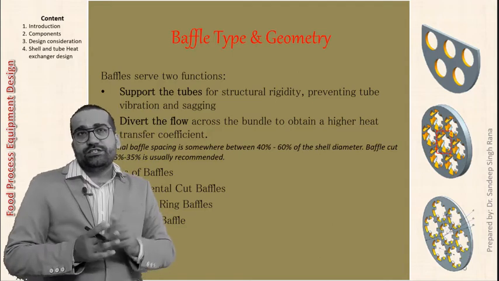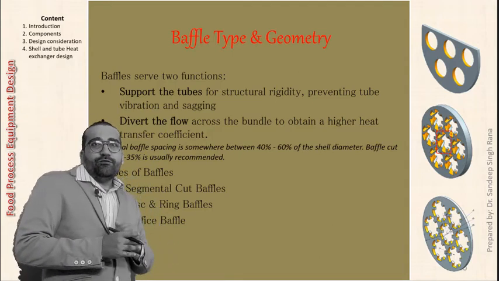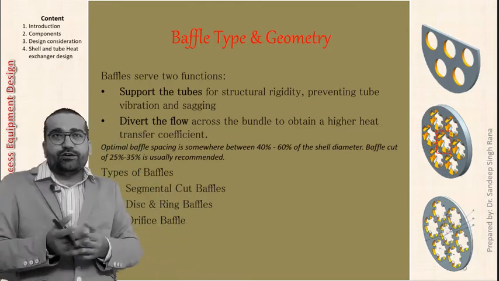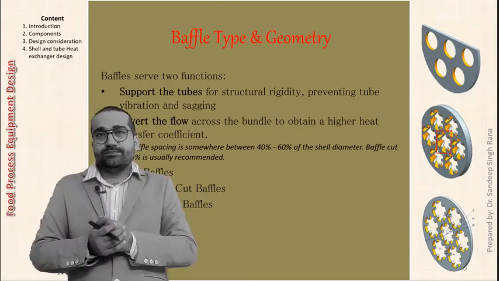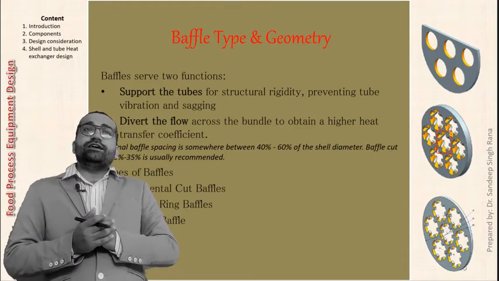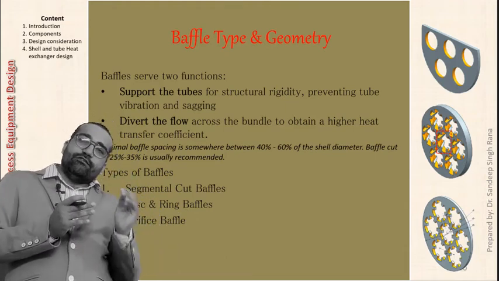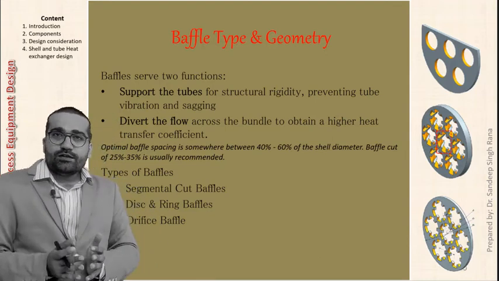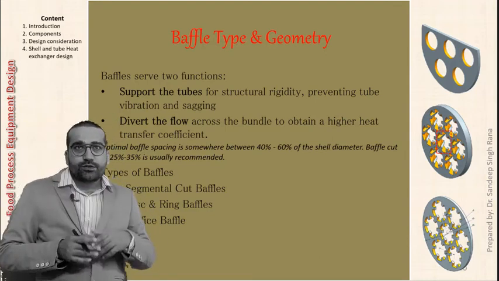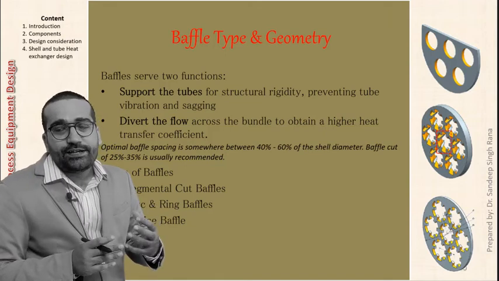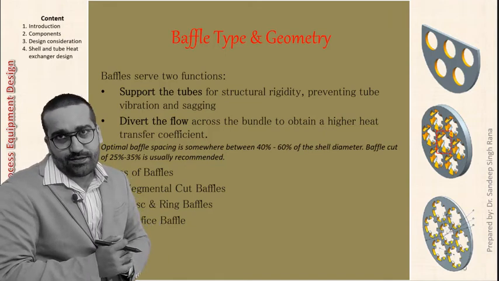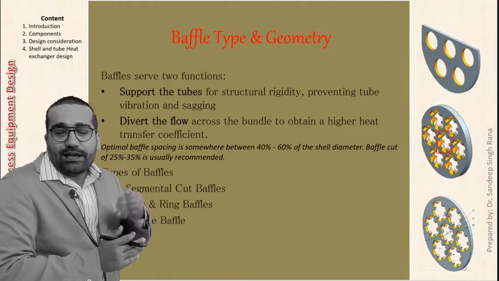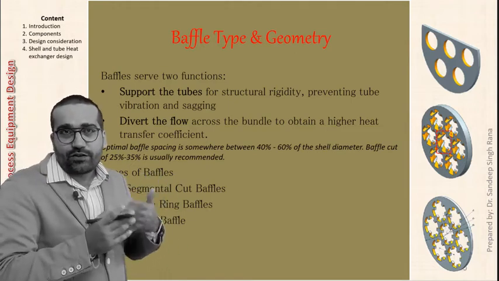They are rigid and they prevent the tubes from sagging or vibrating during operation, and they divert the flow. How does diverting the flow help? It will create turbulent flow, and it obtains the high heat transfer coefficient. So if the flow is turbulent, then we'll get the higher heat transfer coefficient.